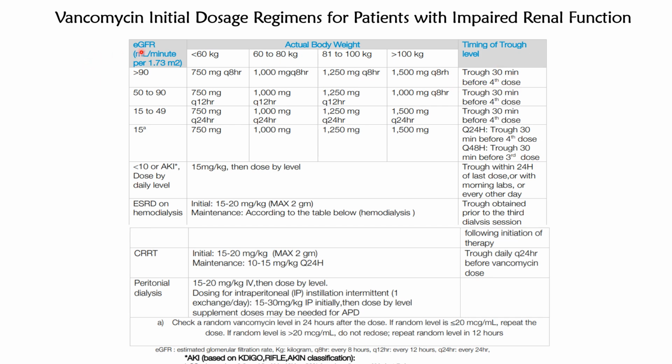So likewise you can see whatever the estimated glomerular filtration rate, and you can check the patient weight and choose the dose appropriately, and the timing of trough levels you can see in this image or in this tabular column.